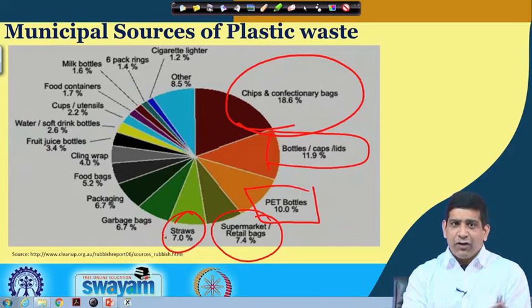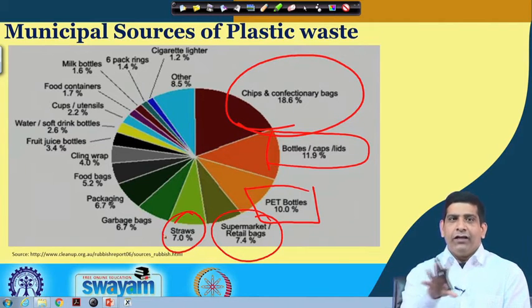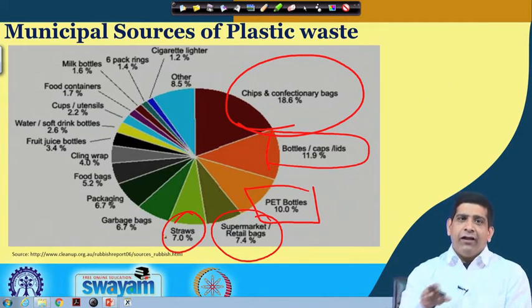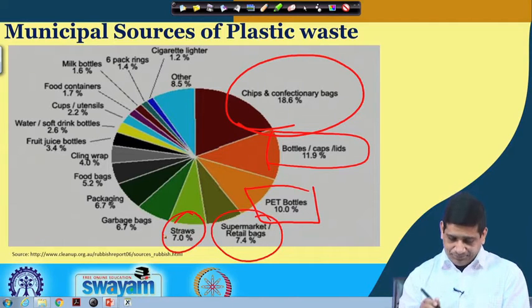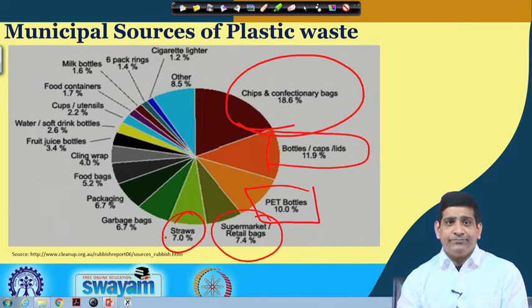The previous one, what you saw, was overall, looking at all the activities. This is from the municipality, mostly from the usage that people like you and me will do in our house and surroundings. So the straw 7%, that's a lot of plastic coming. If you look at the percentage wise, it's not small.